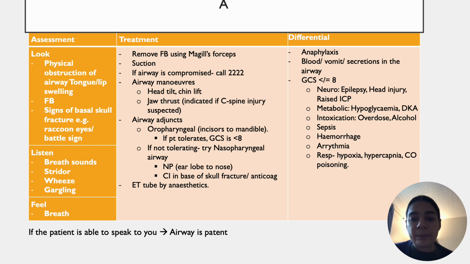Realistically, if you're getting to the point where you're doing airway manoeuvres or trying airway adjuncts, you really, really need senior help. But in this situation, a differential could be anaphylaxis, having any blood, vomit or secretions in the airway, or also a decreased GCS. So for situations such as overdose, sepsis, arrhythmias, they're all listed there on the differential side. But let's say if the patient is able to speak to you, you know that the airway is patent, and then you can move on.